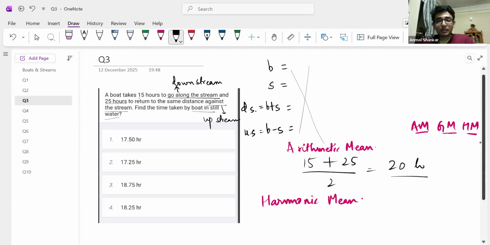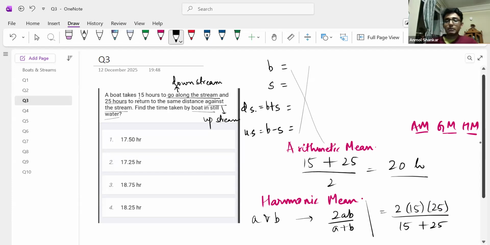What is the formula for harmonic mean? The harmonic mean of A and B is 2AB by A plus B. So if we go by this formula, what will we get? 2 into 15 into 25 divided by 15 plus 25. That is 2AB by A plus B: 2 into first number into second number divided by first number plus second number. What is the answer?